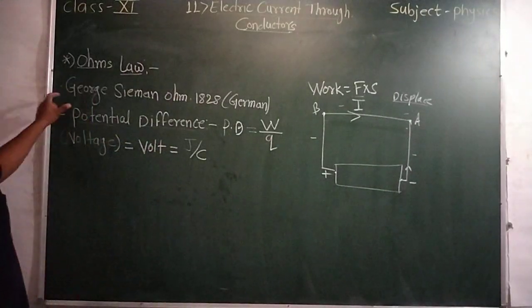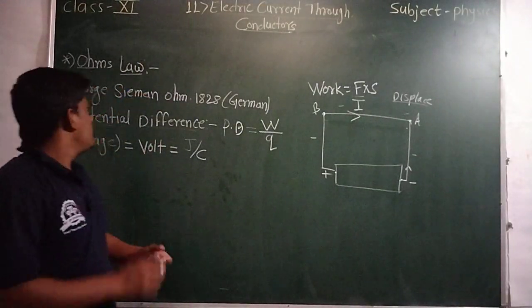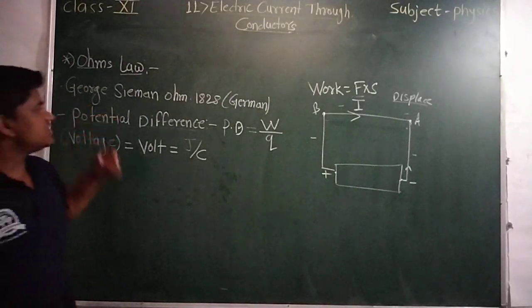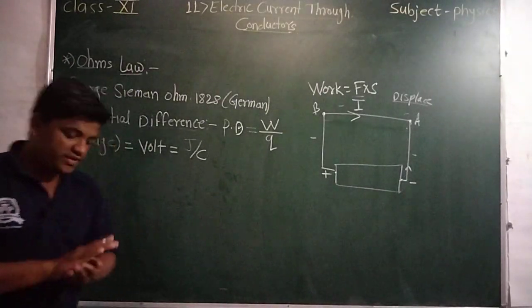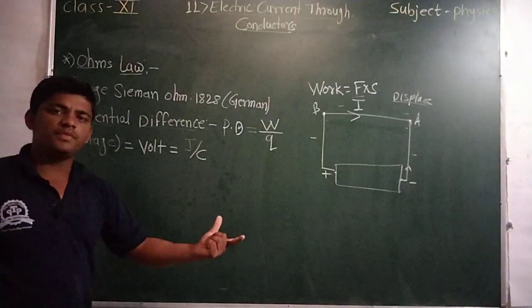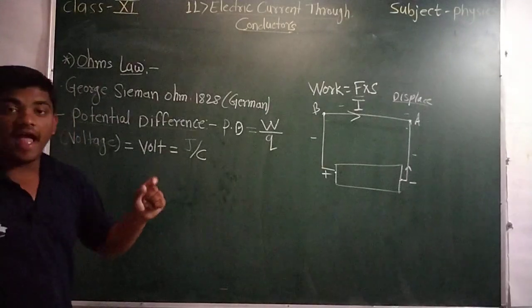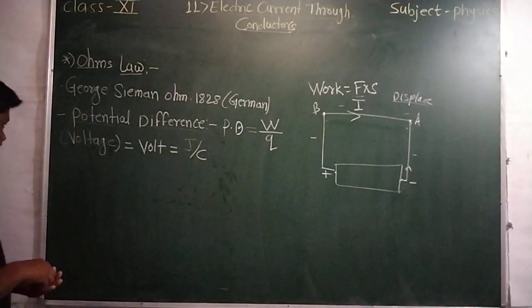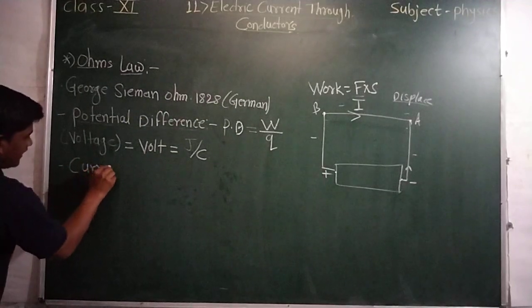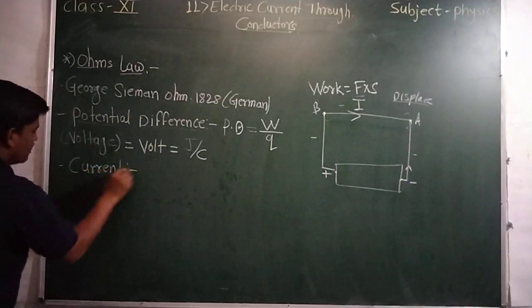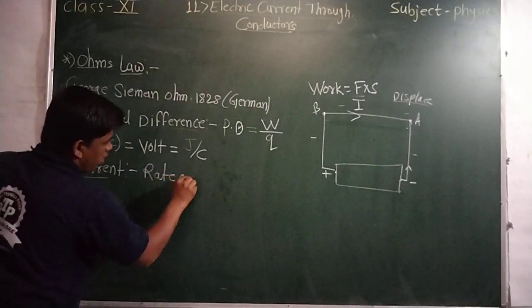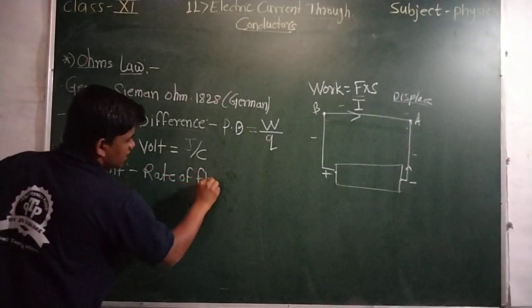This is about the potential difference. But Ohm's law, which was stated by the German physicist George Simon Ohm, shows the relationship between the potential difference and current. What is electric current? Electric current is the rate of flow of charges. Current is the rate of flow of charges.